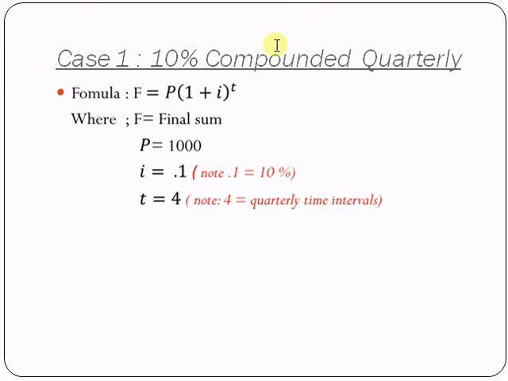Now we'll take case 1 as being the 10% compounded quarterly. Using the formula, F is equal to P times (1 + I) to the t. F is the final sum, P is 1000, I, which is your interest rate, is 0.1, and take a note that 0.1 is equal to your 10%. t is equal to 4, and take a note that your 4 is equal to quarterly time intervals.